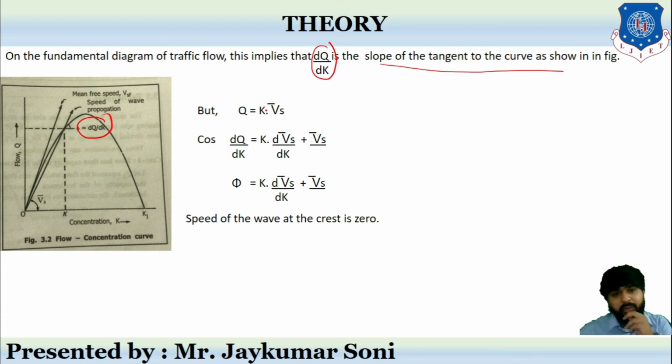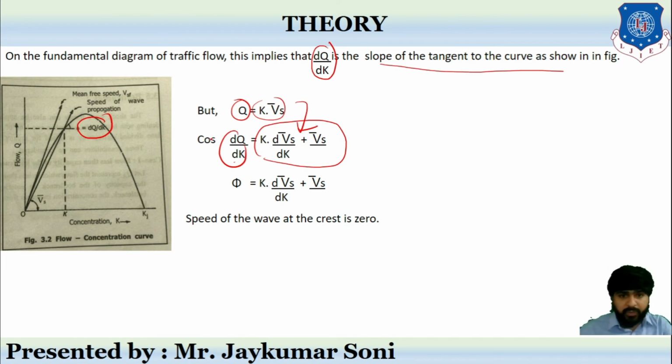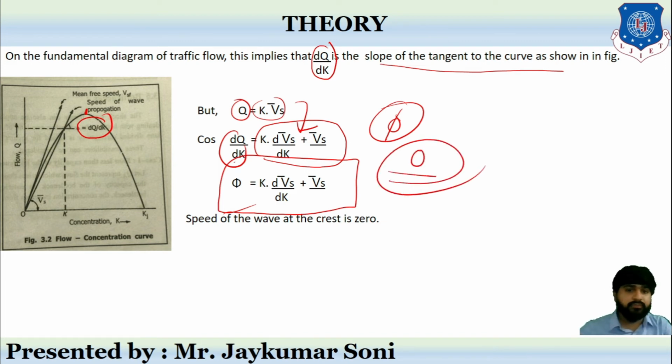But you know that q is equal to k times v bar s, so we have to differentiate this. So dq by dk will be the differentiation of this equation. If we put dq by dk equal to phi, which we have learned, this equation will look like this. So we can see that the speed at the crest will be 0. The speed of the wave propagation will be 0.